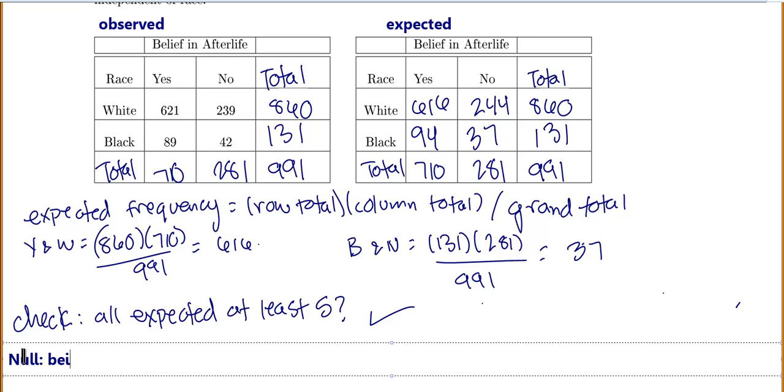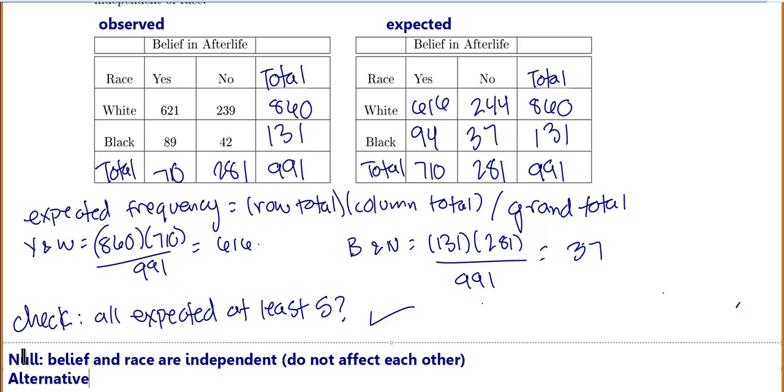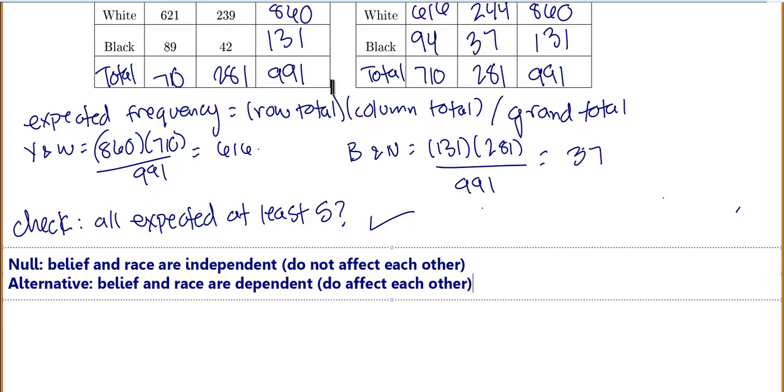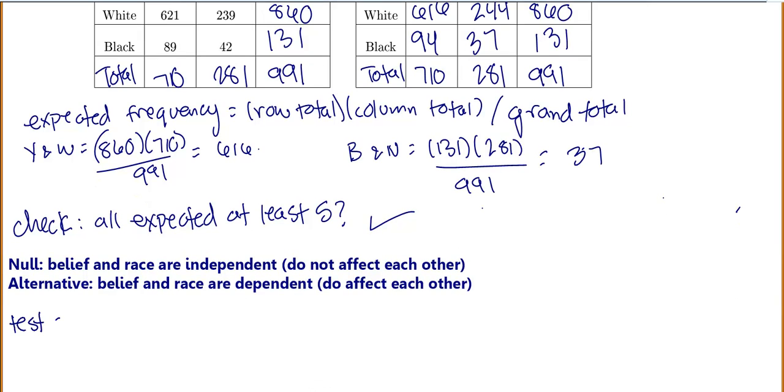So the null would be that belief and race are independent, that they do not affect each other. And the alternative is that belief and race are dependent, so they do affect each other. And my test statistic, chi-squared, is equal to the sum of each observed minus expected squared over expected.